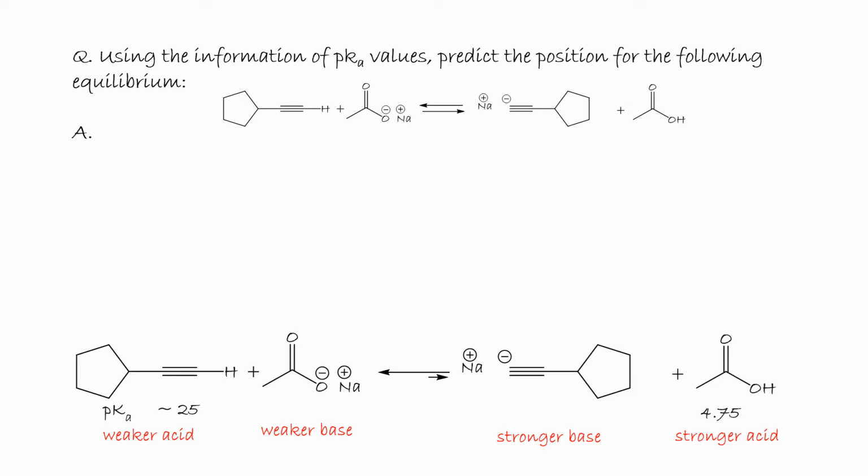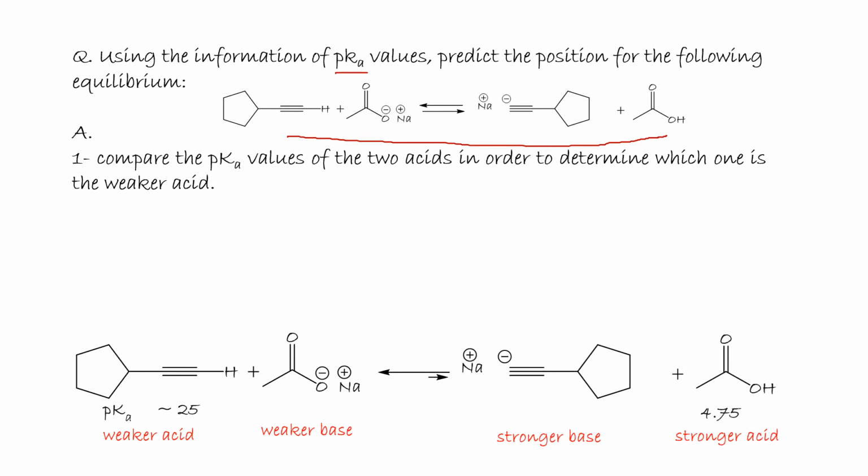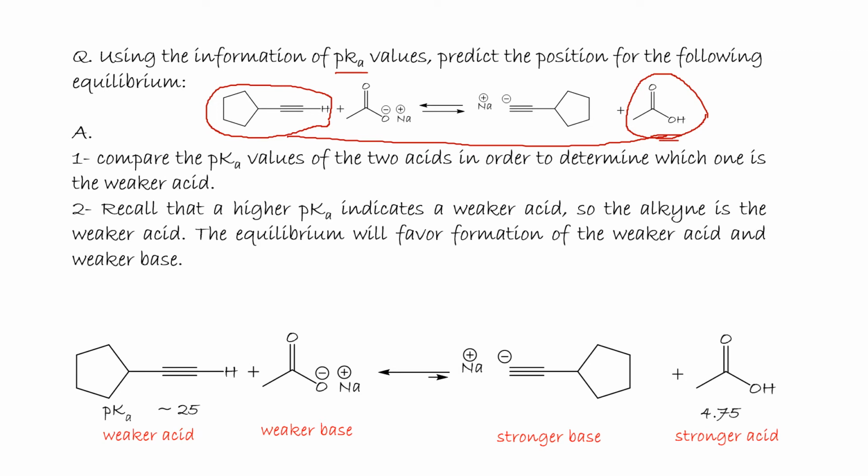Using the information of pKa values, predict the position of the equilibrium of the following reaction. This one. The first step is to compare the pKa values of the two acids to determine which one is the weaker acid. This one will be close to the pKa of acetylene, and this will be for the carboxylic acid, acetic acid. Recall that a higher pKa indicates a weaker acid. So the alkyne is a weaker acid.